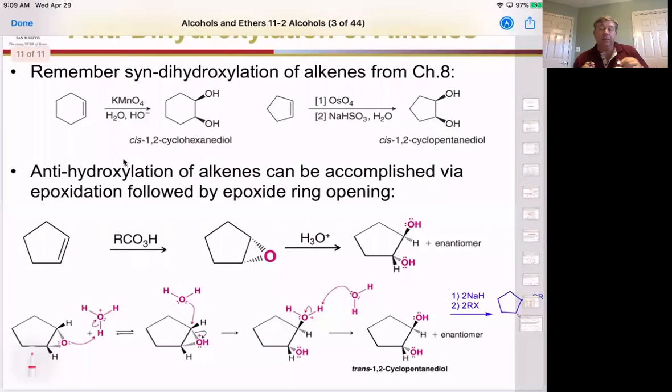Okay, in the previous chapter, we actually learned a way to make syn dihydroxy compounds. And we had two ways to do that. We could oxidize a carbon-carbon double bond using potassium permanganate, or we could add osmium tetroxide across that double bond and then oxidize that off again to give us our cis-diol compounds. Now, here we're going to learn a way to make the anti or the trans-diol compound.